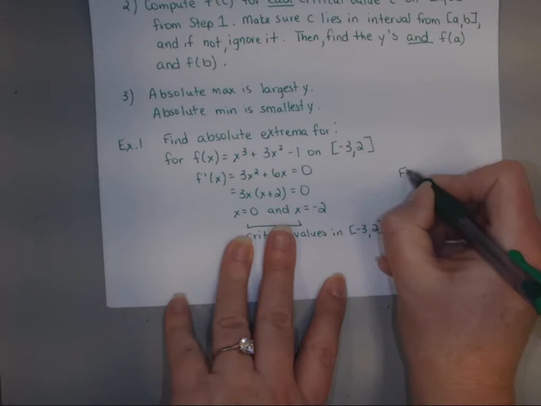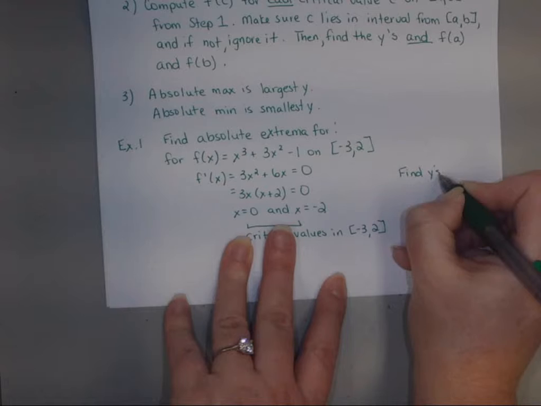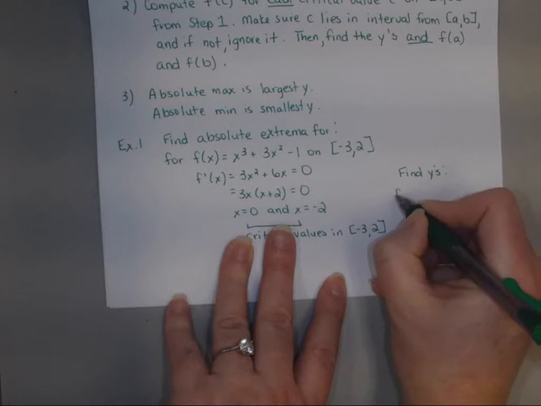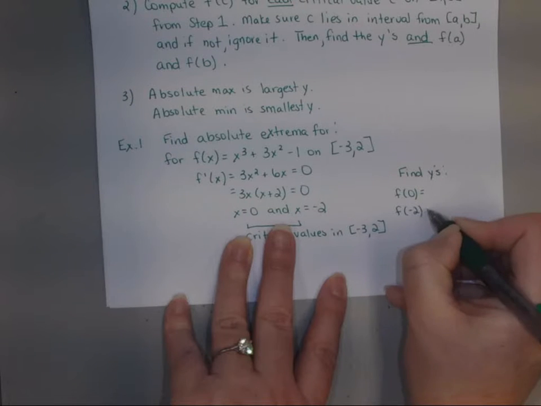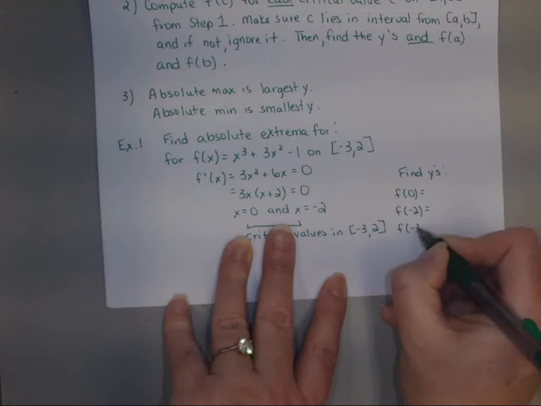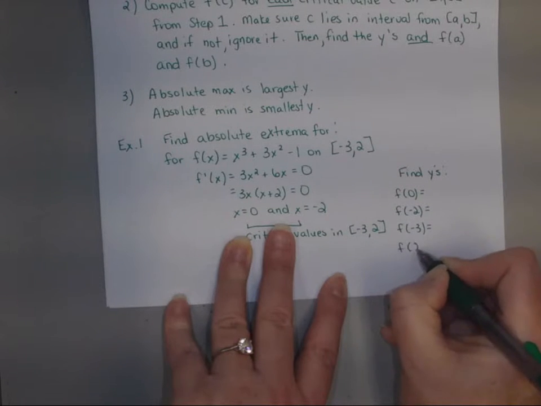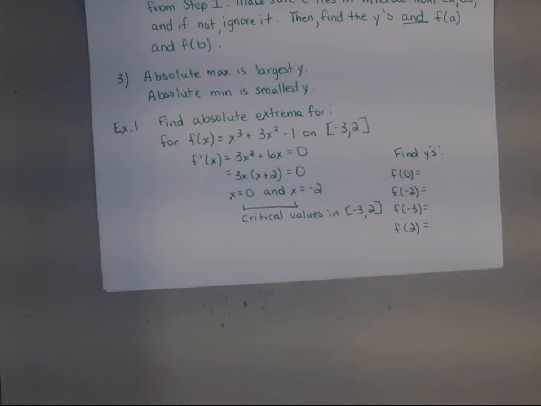Okay, so over off to the side, let's find the y's. So we need to find f of 0. We need to find f of -2. But then we also need to find f of both endpoints. This is always your strategy. Pull out your c values that are in your interval. Test your endpoints also.